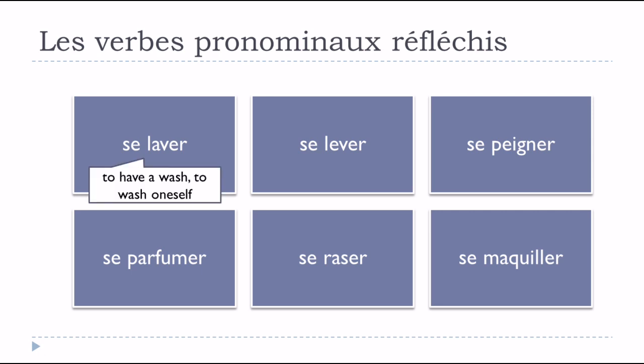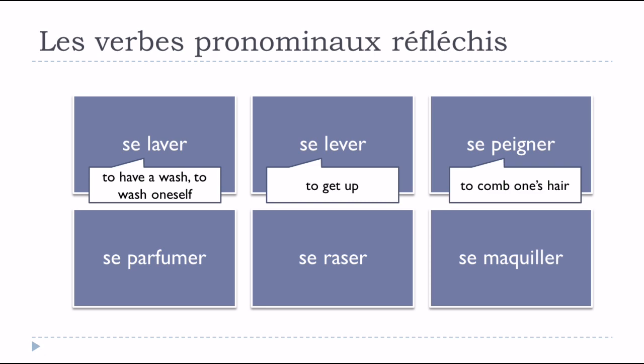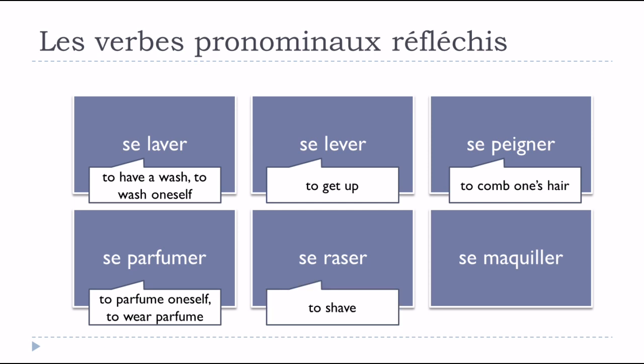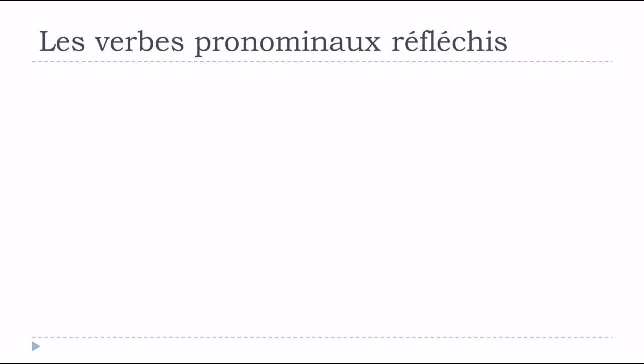So se laver is here, se lever, se peigner, se parfumer, se raser, se maquiller. Okay, so you can see that in all these cases, when we're talking about the verbs, if I say je me lave, clearly I am washing myself. Okay, so that's the whole concept. The subject is doing an action on itself. Okay, so let's see now another series of verbs.